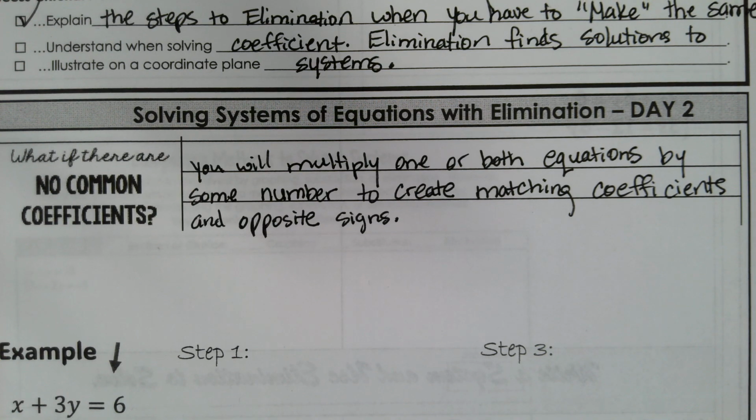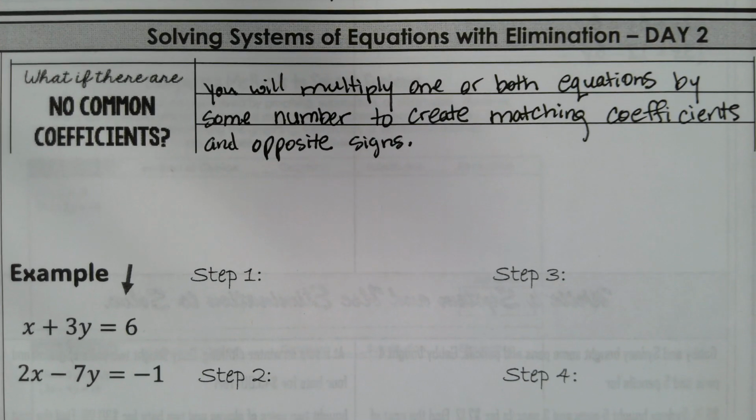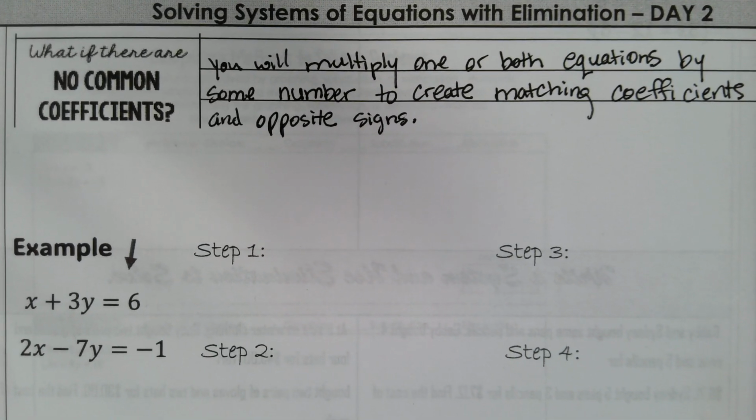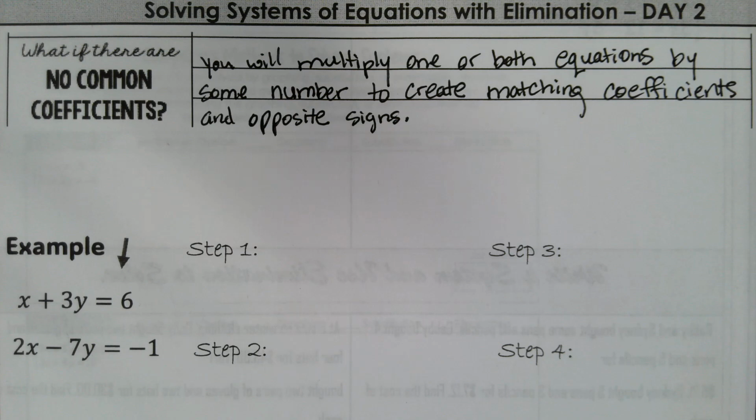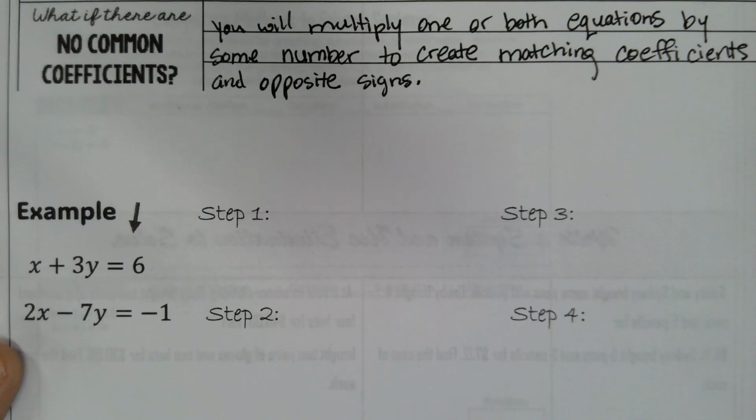We're going to start with an example after you're done writing the steps. That's really what we're doing here. We're adding an extra step to elimination today, okay? So here is my example of a system where, can someone tell me which variable has the same coefficient? None of them do, okay?